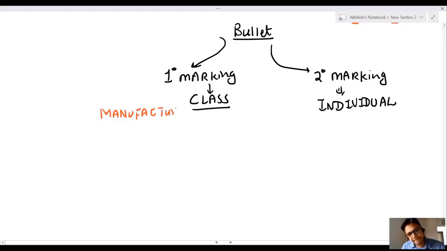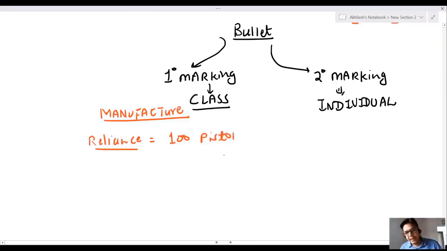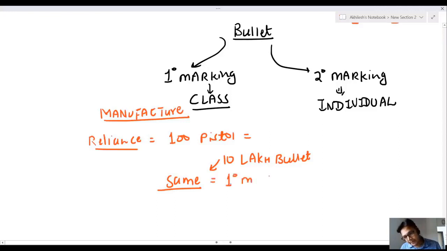Manufacturing company. Yes. Doctor, it means like a company has formed 100 pistols, and for these 100 pistols we have 10 lakh bullets. Sir, all these 10 lakh bullets will have the same primary marking. Why? Because all these 10 lakh bullets have the same class, that is, 100 pistols from the same manufacturing company.